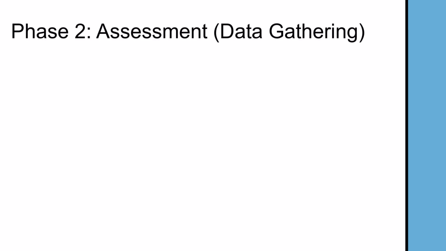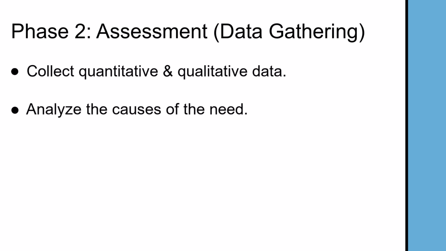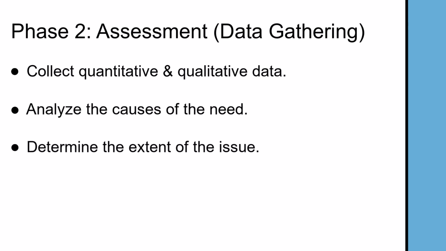Phase two is assessment and data gathering. In this stage, we collect quantitative and qualitative data. We analyze the causes of the need. What is the root of the problem that we're trying to address? And we also determine the extent of the issue. Is this a large-scale issue? Is it diverse across different groups? Is it experienced differently by different populations? There are a lot of interesting things to learn in this stage.